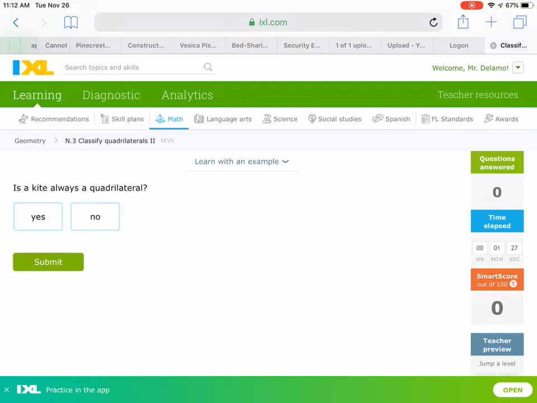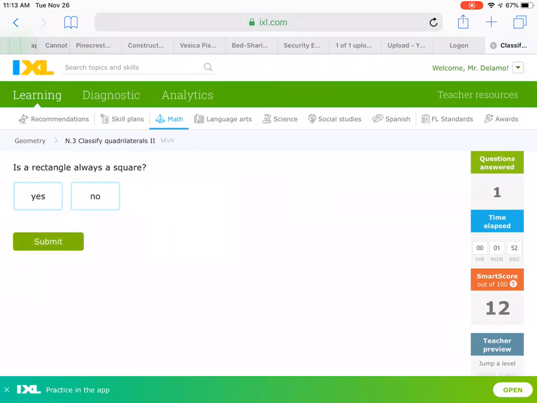N3 is classifying quadrilaterals. Is a kite always a quadrilateral? So what you want to ask yourself is, what does it take to be a quadrilateral? And it's pretty basic. All you need to be a quadrilateral is you need four sides. So now you ask yourself, does a kite always have four sides? And the answer is yes.